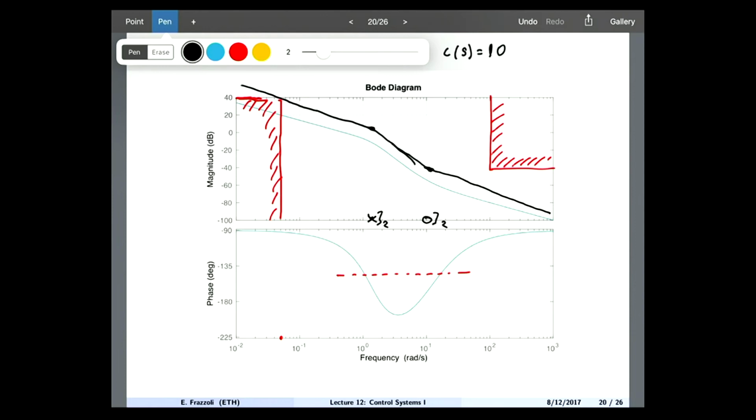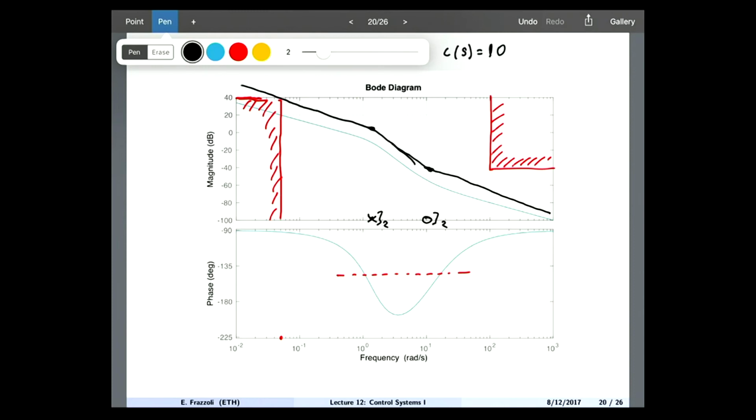Okay, what else would you do? It is true that this allows me to clear the low frequency obstacle, and also allows me to clear the high frequency obstacle as well. I was already clearing it anyway, so by increasing the gain by 10, I'm not increasing my high frequency noise sensitivity too much. So I'm still fine.